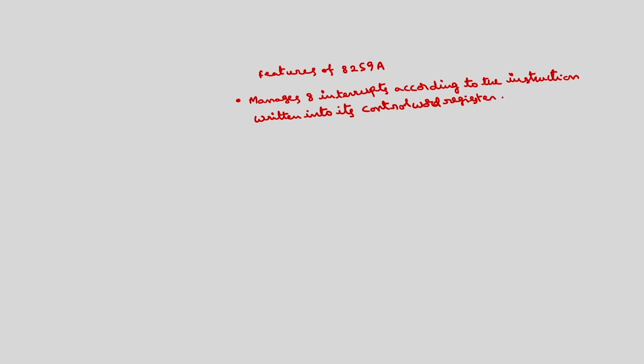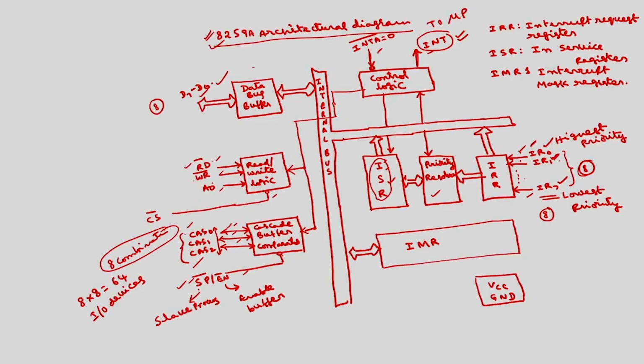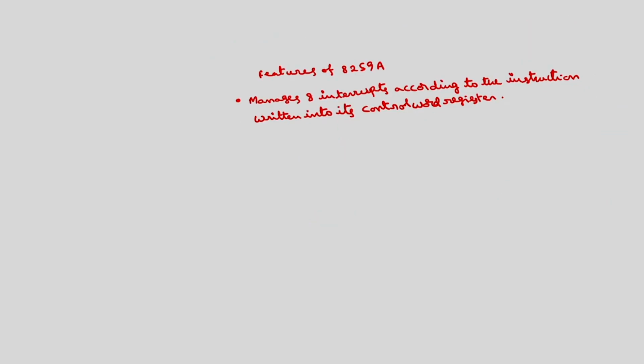This is one feature, which manages 8 interrupts, as you have seen in the diagram also. So, here we can have 8 interrupts, and 8259 will manage these 8 interrupts. The second feature is that it can vector the interrupt request anywhere in the memory map.